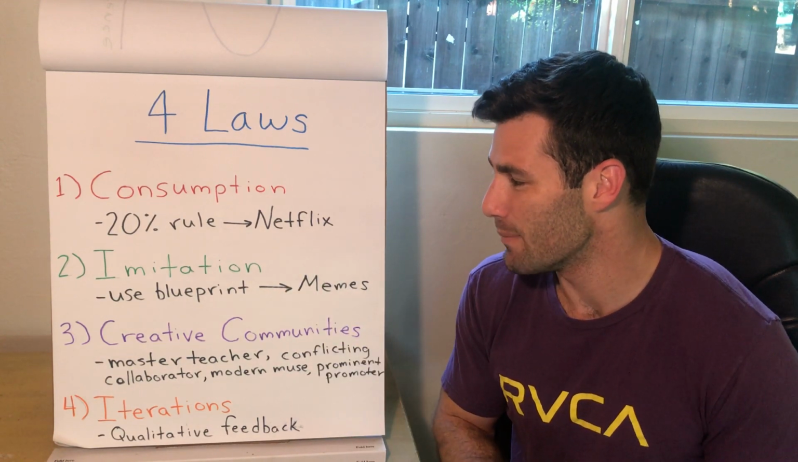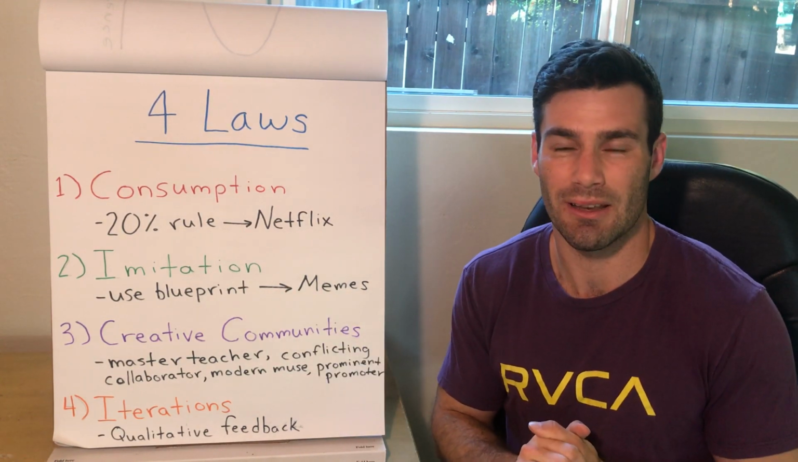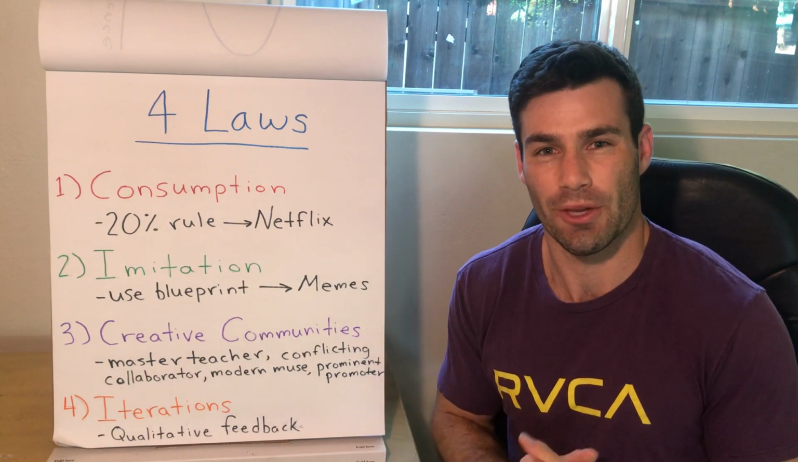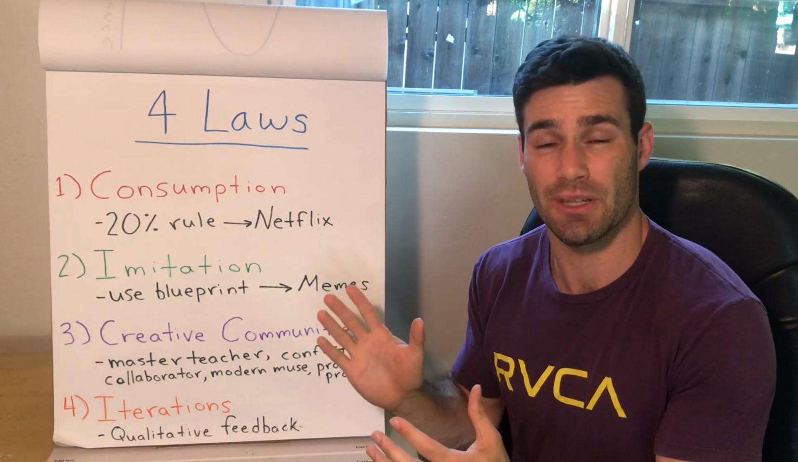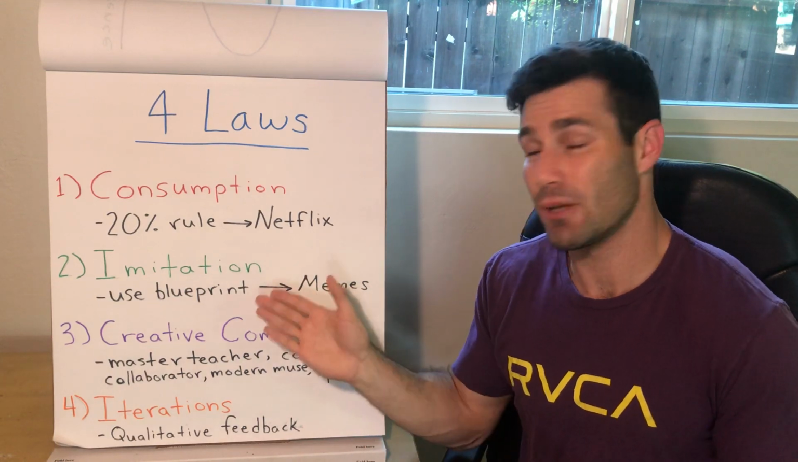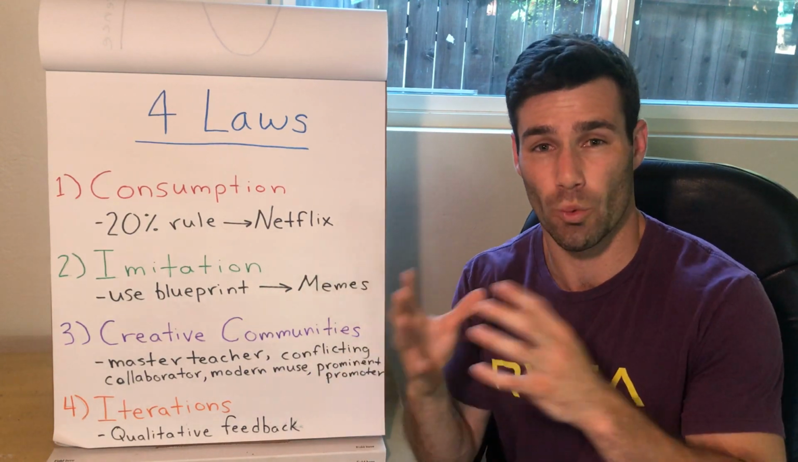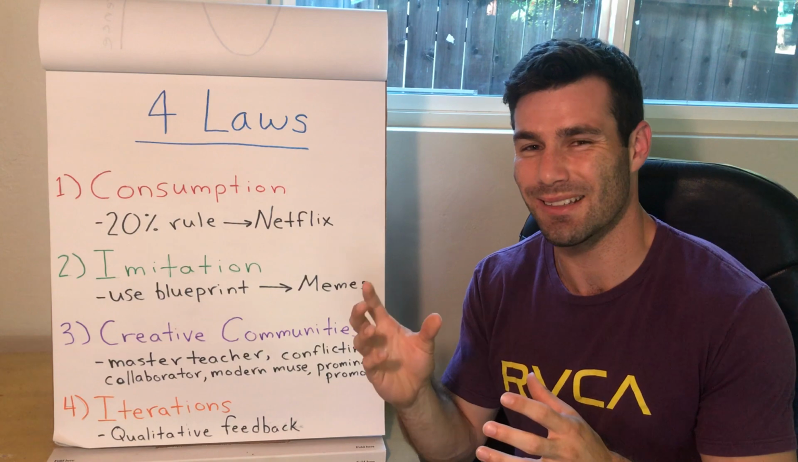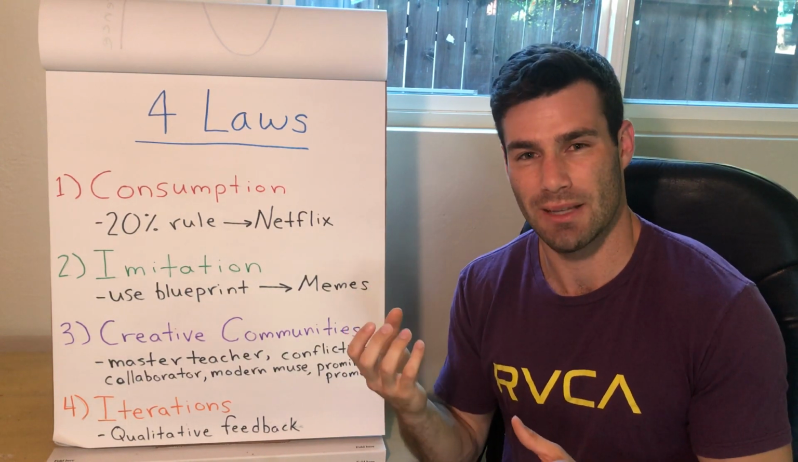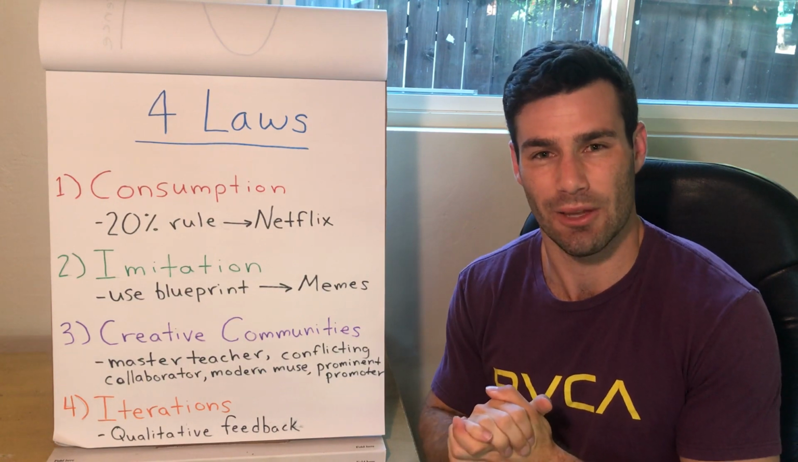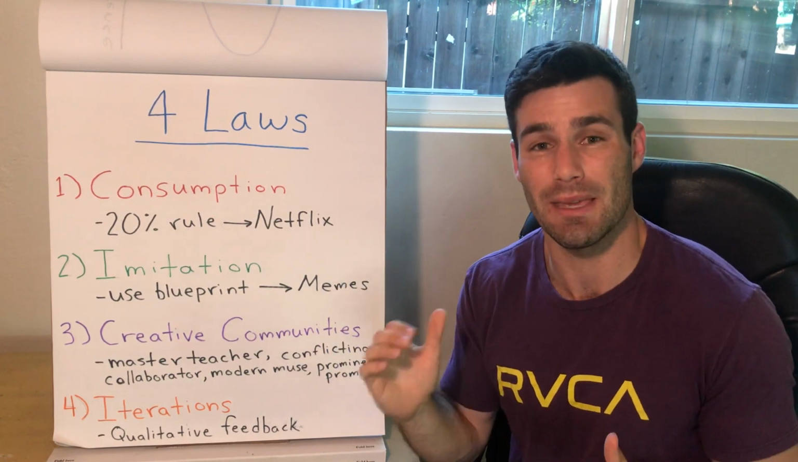Second law is imitation. And imitation works really well with the creative curve, because if you think about it, you want something that's familiar but still with a degree of novelty. And by using a blueprint, you can take something that's worked previously and iterate on it just a little bit, have something that's slightly unique that brings it toward the novel side and has it dead center balanced in the creative curve. An example of that are memes.